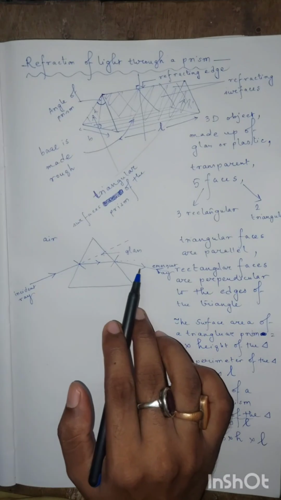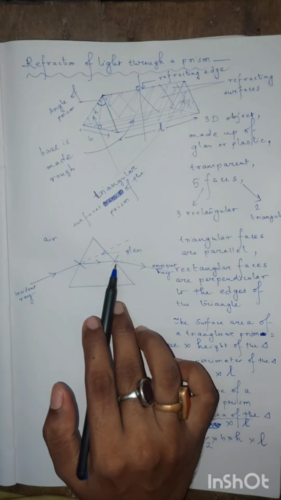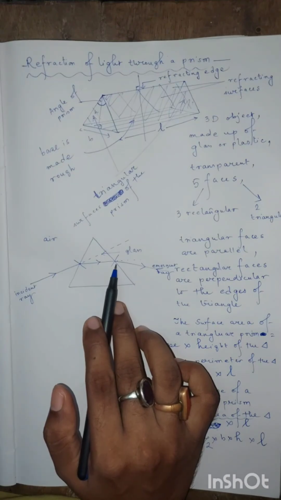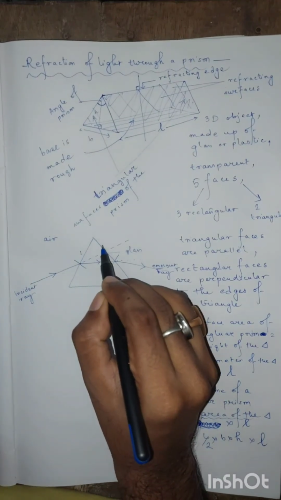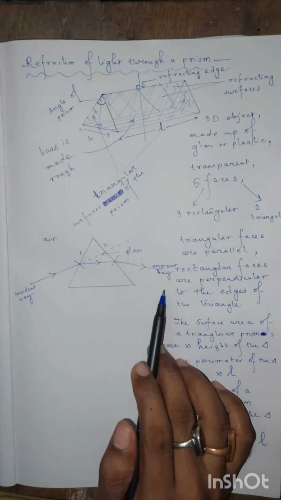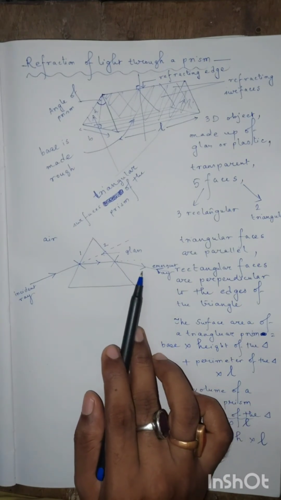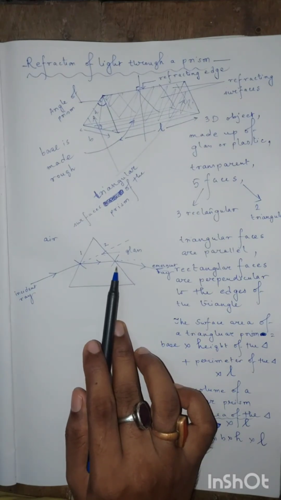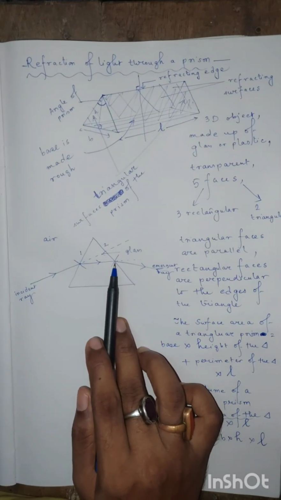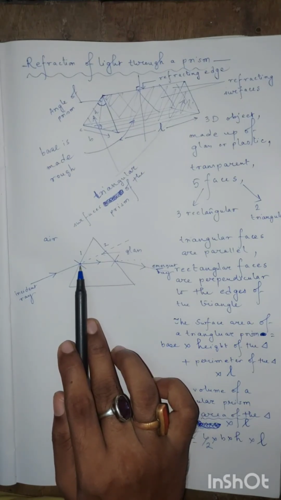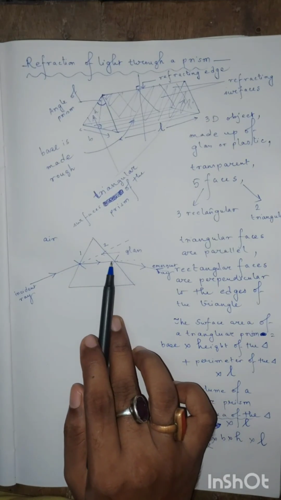So the light ray will get refracted at this surface. Let us call it surface 1, let us call it surface 2. So when we send the light ray from the opposite direction, it will first get refracted by the second surface, and after that it will follow the same path inside the prism, and it will strike the first surface and again get refracted, so it will follow the same path.